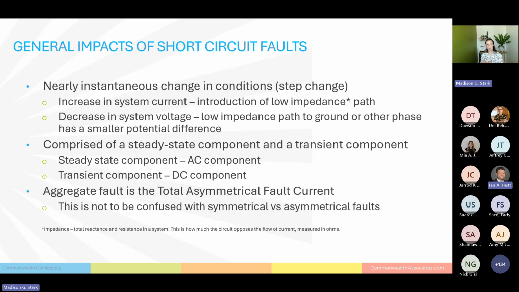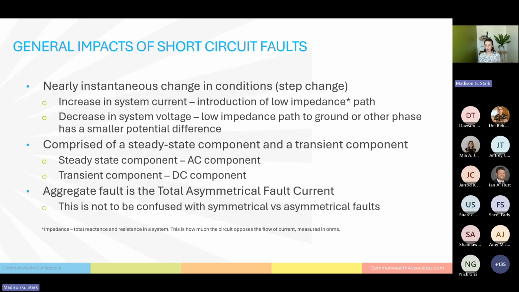Now, this short circuit current that you see is going to be comprised of a steady state component and a transient component. So the steady state component is what's considered the AC component or the alternating current component. And then the transient component is the DC component or the direct current component. When you put those two components together, you get the total asymmetrical fault current.